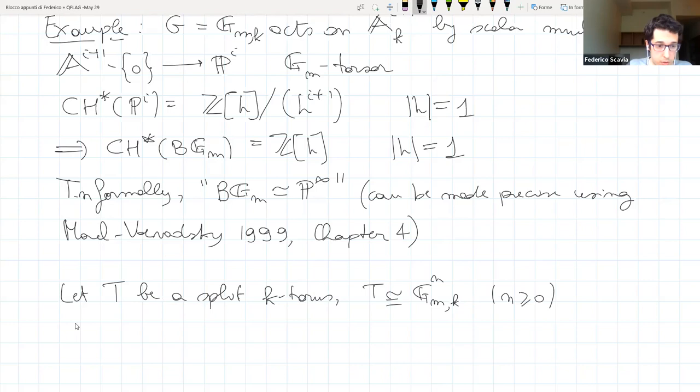Then there is the character lattice of T, which is defined as the group of homomorphisms from T to G_m. If we fix an isomorphism of T with G_m^n, then this automatically induces an isomorphism of the character lattice with Z^n. So, character lattice.